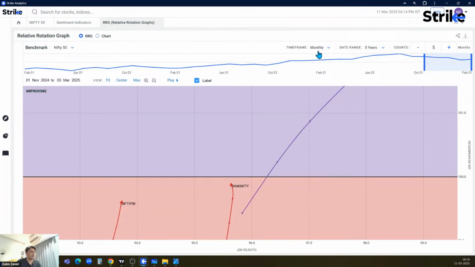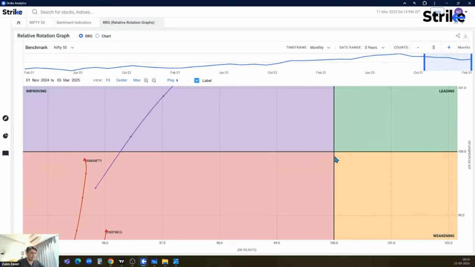This was the monthly chart. The month of November starts over here. In November, you can see the RS ratio and RS momentum, which is being shown on this gray box. On the x-axis, the RS ratio is being plotted. The center line is at 100, and on the y-axis, momentum is being plotted. This center black line is also at 100.